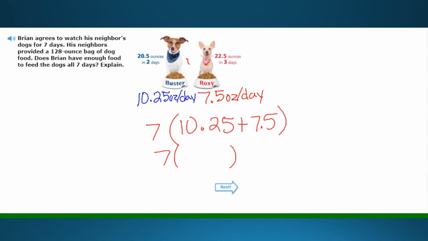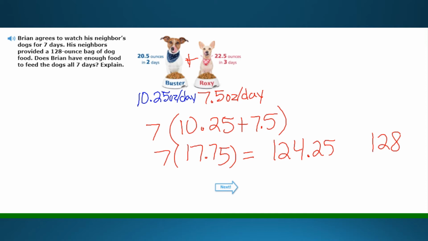So when I add how much the dogs eat together in 1 day, that gives me 17 7/75. So this 17 7/75 ounces is how much both dogs eat together. So then, to figure out how much they eat in 7 days, you just multiply by 7, which is 124 2/25. Now, that's not the answer. So the answer is, does Brian have enough food to feed the dogs all 7 days? Well, we know Brian had 128 ounces for the 7 days.